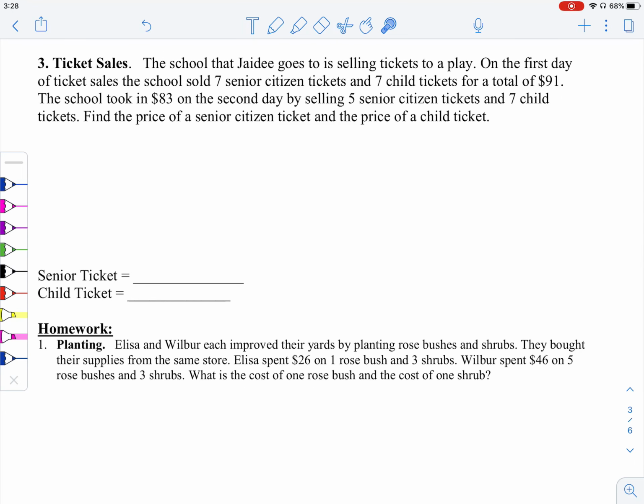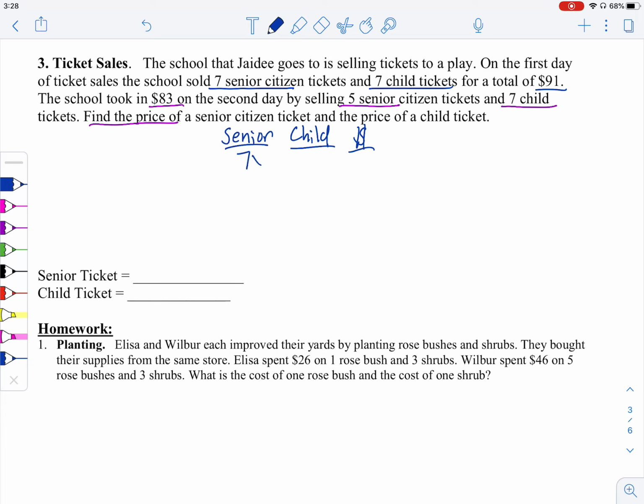Okay, number 3. Okay, a school is selling tickets to a play. First day tickets sold, 7 senior tickets, 7 child tickets, total $91. Second day, $83, 5 senior tickets, 7 child tickets. Find the price. Okay, again, we set up our categories, right? We got senior, we got child, and we got money.